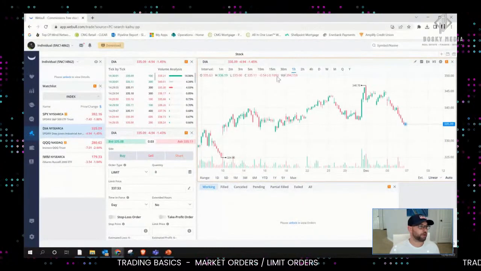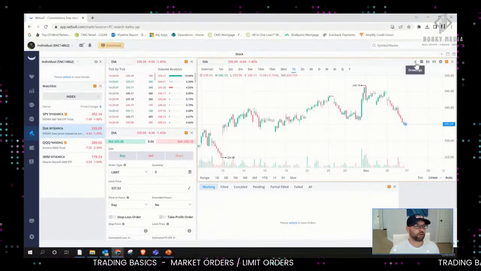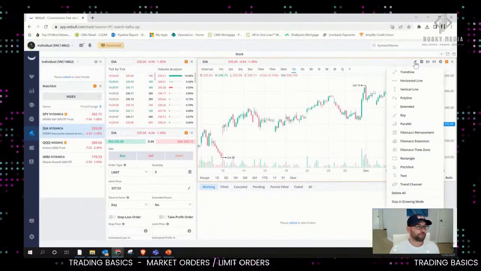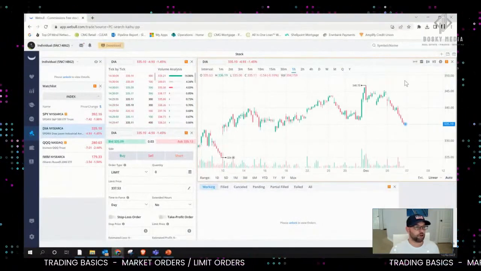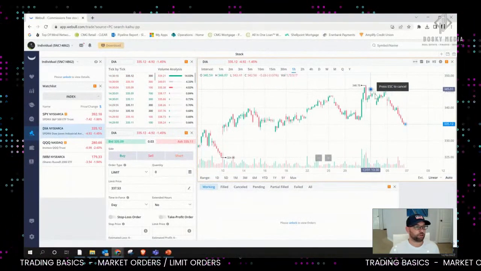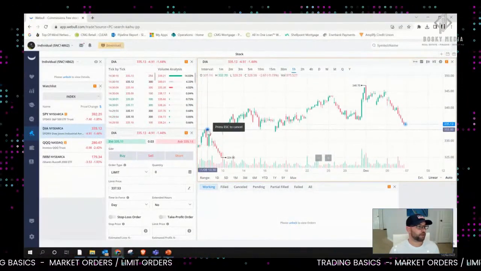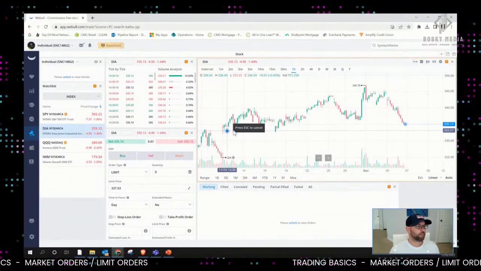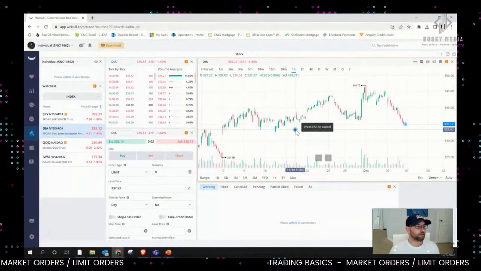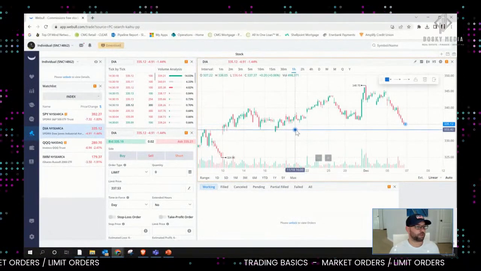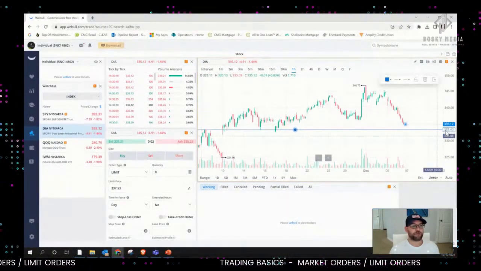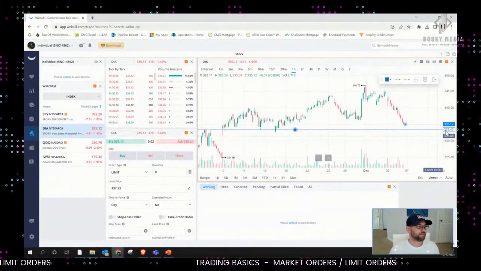But let's just jump right into what is a market order and a limit order. So let's just say I'm going to look to go long. Dow Jones has been coming down, and I'm thinking, we've got a little top here, a few bottoms here. So let's put in a support right about there. That's at 333 and 40 cents.